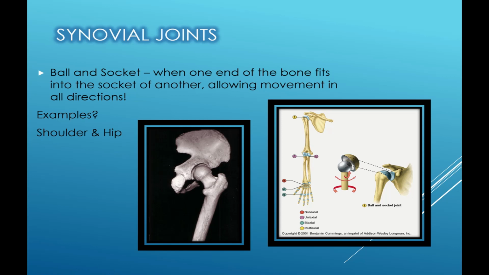Now, of course, with most movement, this is also where we get most injury prevalence. Because of the vast amount of movement that we can achieve at these joints, it does lend itself to more injury susceptibility. But in terms of the 2 examples that you need to know, it's the shoulder and the hip.